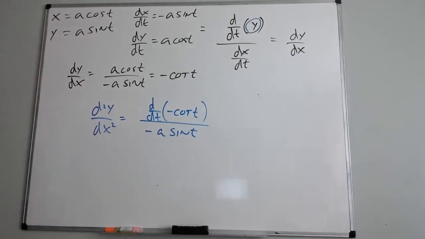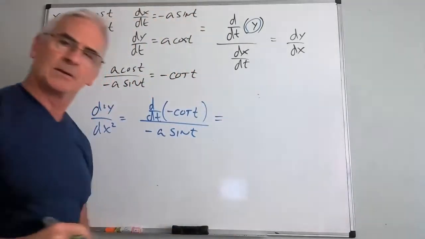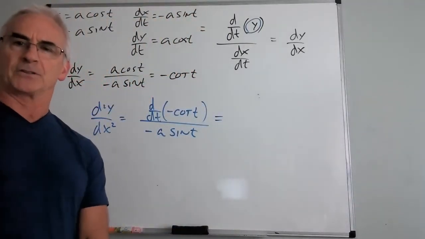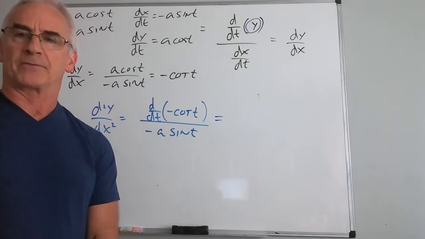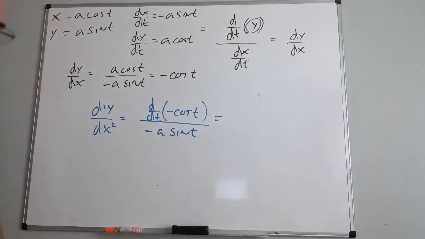Okay. Do we know the derivative of the negative cotan, anybody? What's the derivative of the negative cotangent? Holler it out if you know it. The derivative of the negative cotan.